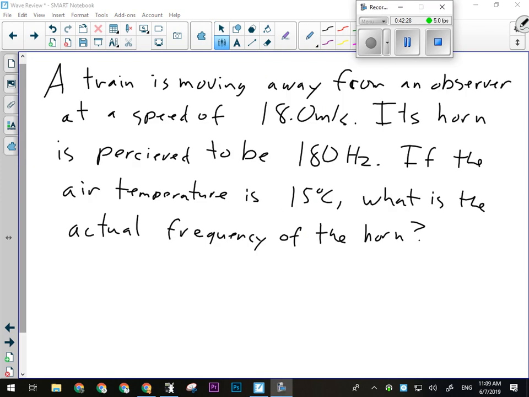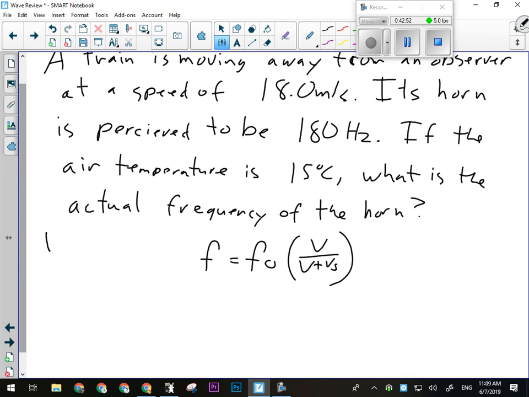So a question like this is obviously a Doppler effect question, because we're talking about a moving source, different frequencies. And in this case, the train is moving away. So my formula will be the Doppler frequency equals the original frequency times V over V plus Vs, because I have a retreating source. The givens I have are the speed of the source, 18.0 meters per second, the perceived frequency, 180 hertz, and the air temperature, 15 degrees Celsius.